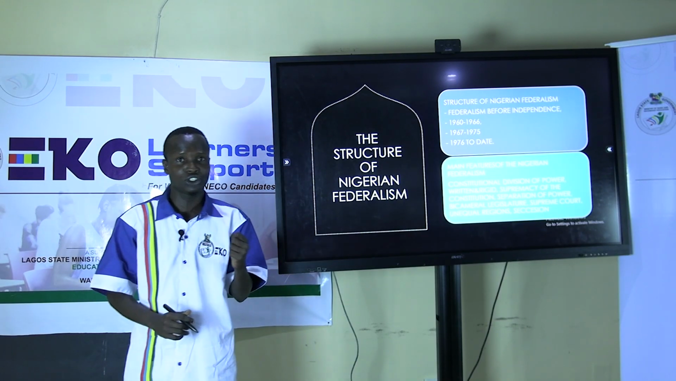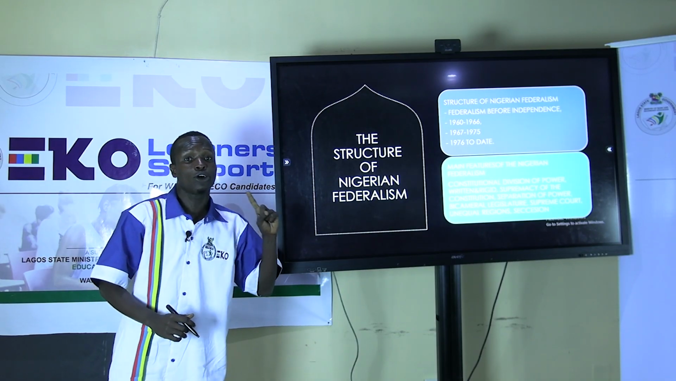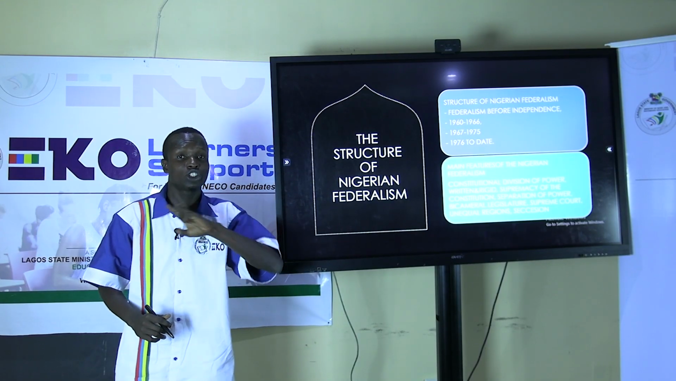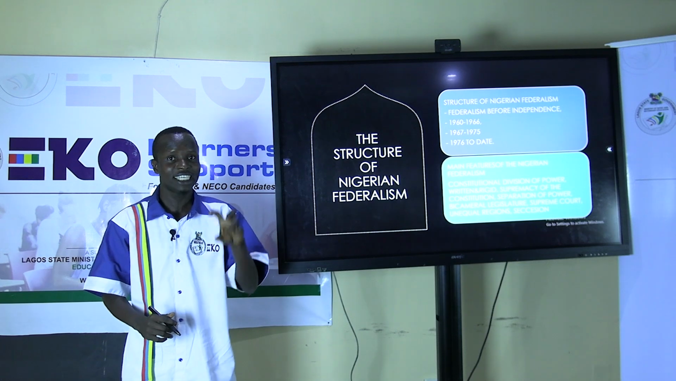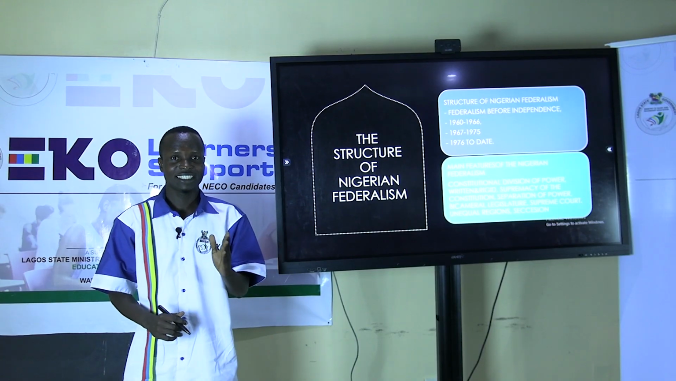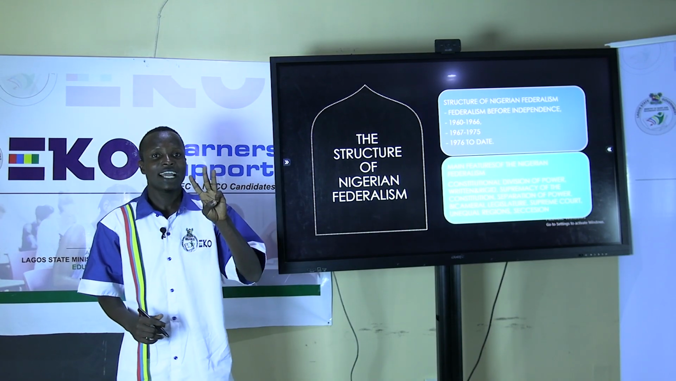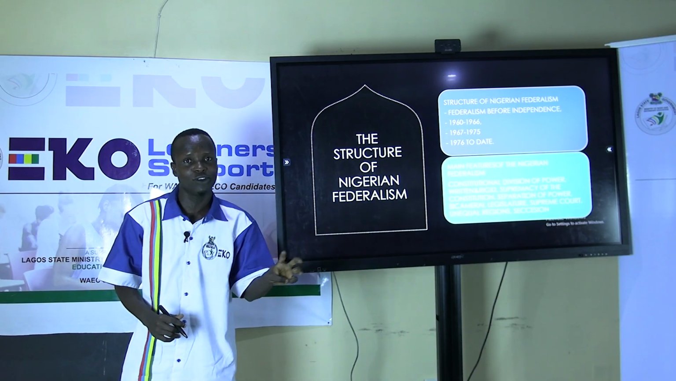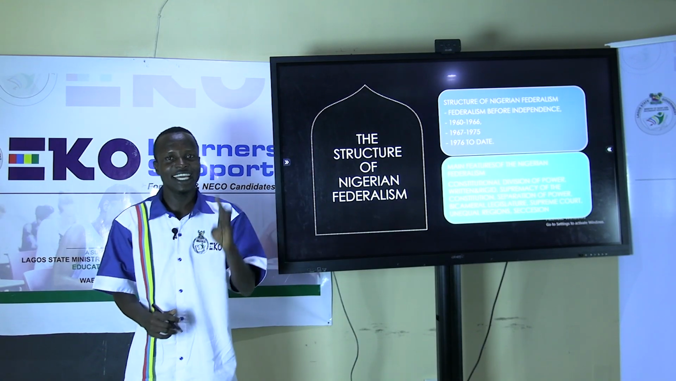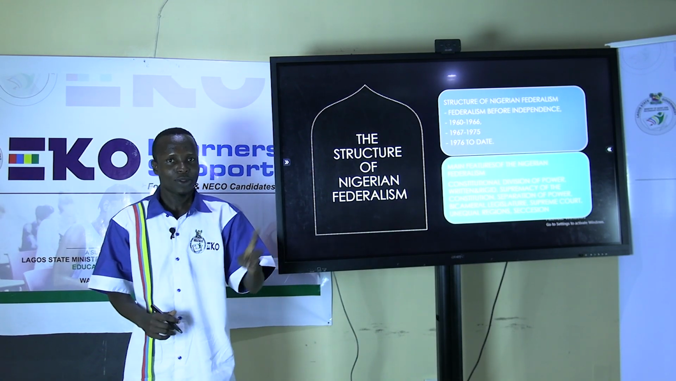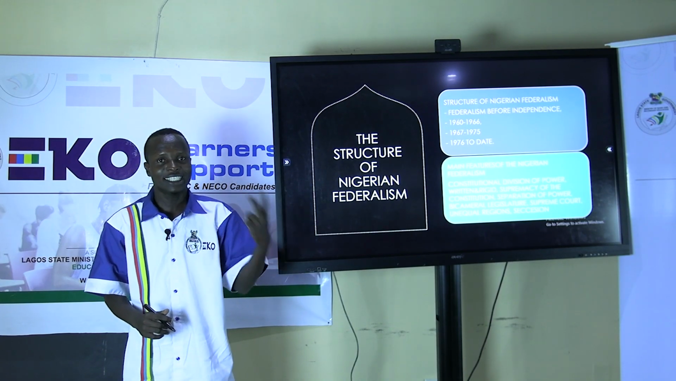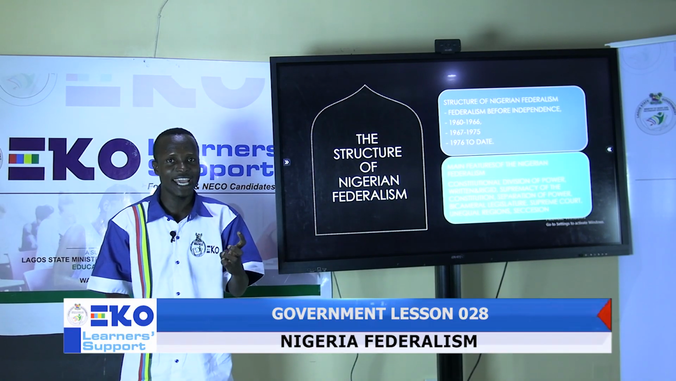Supremacy of the constitution. The constitution is supreme. It cuts across everybody, whether young, old, ruler, or the ruled. It is over everybody in Nigeria. Separation of power. Power is divided among the 3 arms or 3 organs of government, which are executive, legislature, and judiciary. The executive implements law, the judiciary interprets the law, and the legislature makes law.